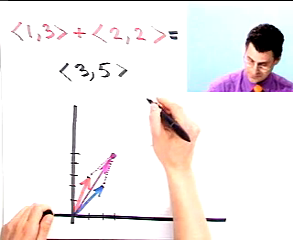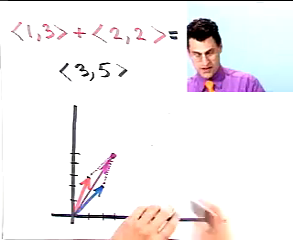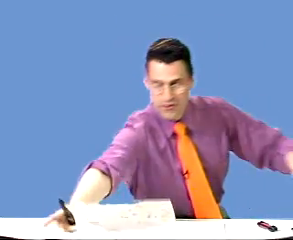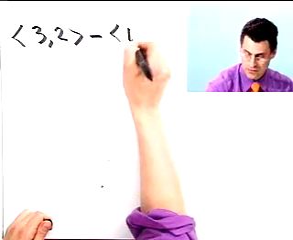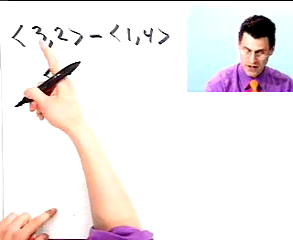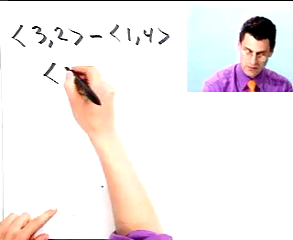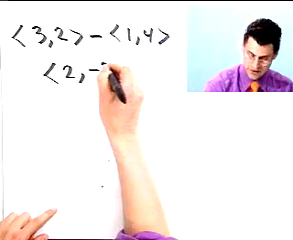So, for example, let me take a look at another problem. Let's do another one on another page. So that's the answer. Subtraction works the exact same way. You have 3, 2, and you want to subtract 1, 4. Well, what you do is you just subtract. 3 minus 1 would be 2. 2 minus 4 would be negative 2.